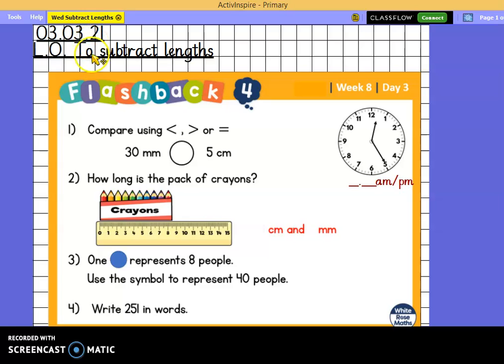Can you put today's date and learning objective in your book? Today we're going to subtract lengths. Then can you do your flashback 4?